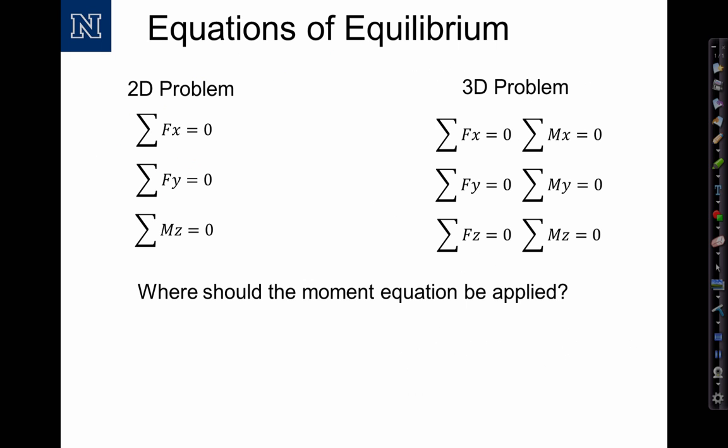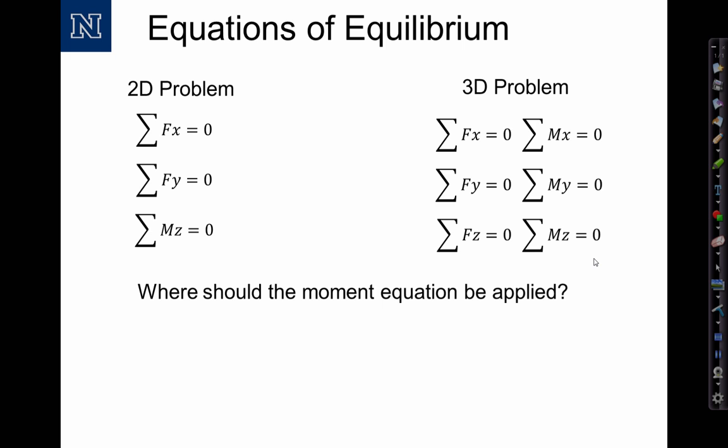Let's have a quick review of the equations of equilibrium. If we're looking at a 2D problem, we have three equations of equilibrium. The sum of the forces in x equal to 0, the sum of the forces in y equal to 0, and the sum of the moments about z at a point equal to 0. For a 3D problem, we have the sum of the forces in each direction equal to 0, and the sum of the moments about x, about y, and about z equal to 0.